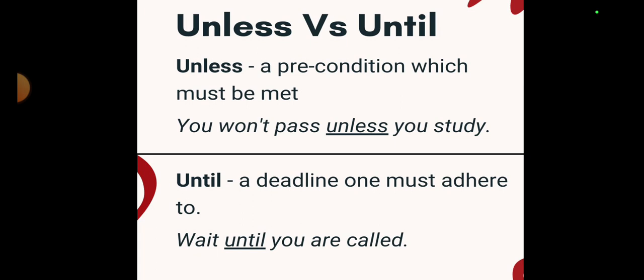Okay, so first is a little bit mild, and remember that unless is a negative word, whereas in until we are more restricted. We have to meet the deadline. We have to listen to the condition. We have no other option. This is what we should practice, viewers.